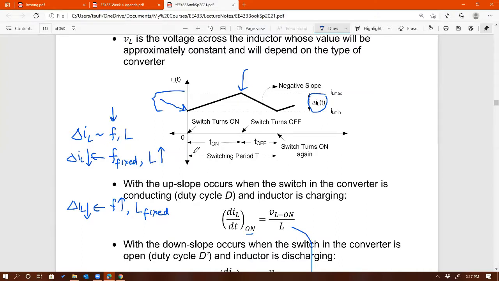Those are the reasons why we cannot just keep increasing L to minimize the amount of delta IL, for practical reasons. Number one, the physical size is going to get so big that it is going to be taking up a lot of space. If you imagine you have to build it on a protoboard or on a PCB, then the inductor is going to be the largest component on the PCB if you make it very big, and heavy as well. Not just big, but also heavy.